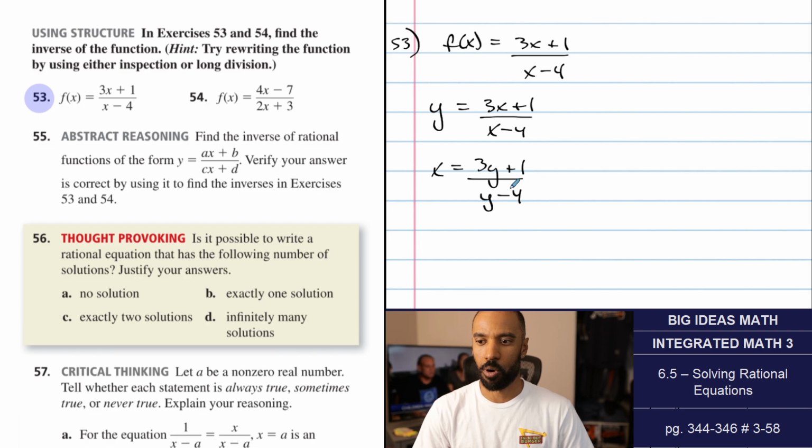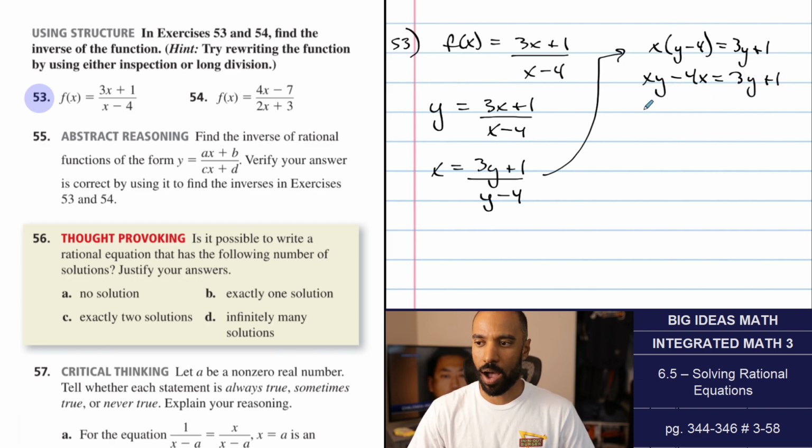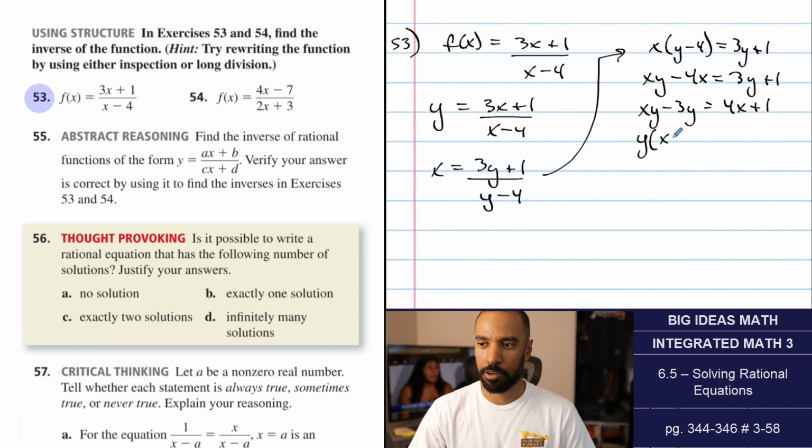So I'm going to do it by multiplying both sides by y minus 4. X multiplies by the y minus 4 here. I'm going to distribute x into here, like that. And I want to get y terms on one side of the equation. So I'll subtract 3y over, and I'm going to add 4x over. Y is a common factor right here. And I can divide both sides by x minus 3, and I get y equals 4x plus 1 over x minus 3. That's the inverse there.